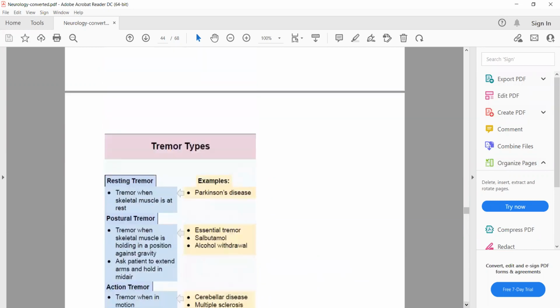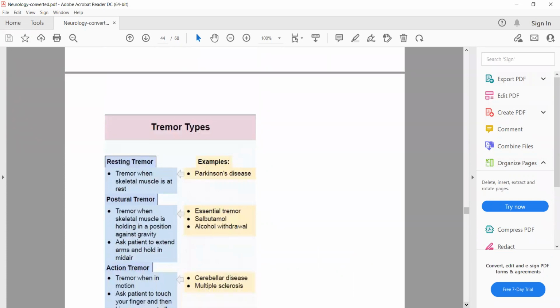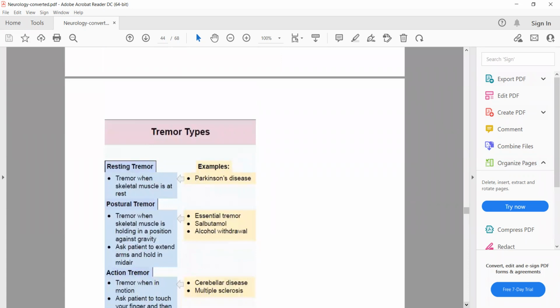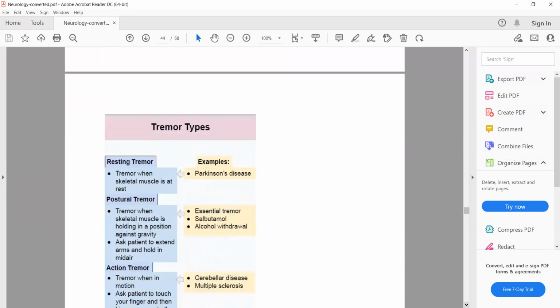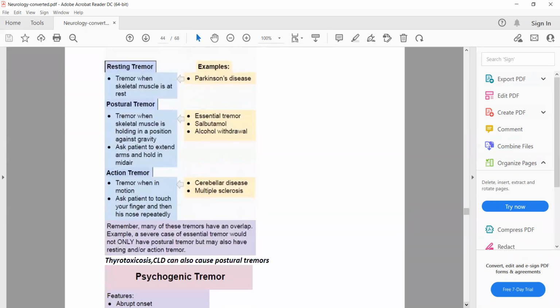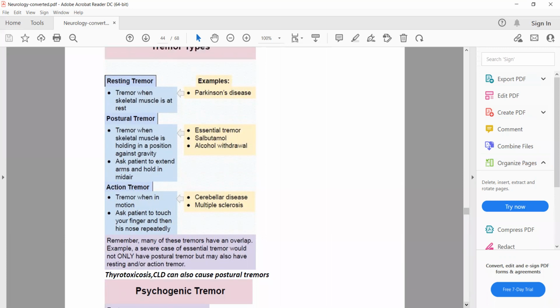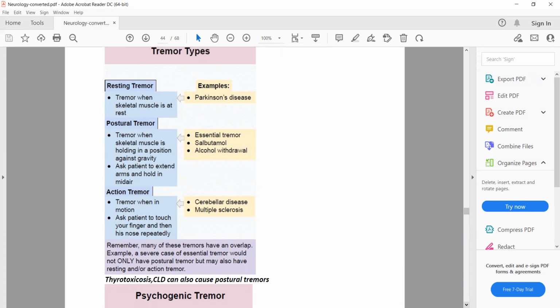So these were the four types of tremors which can be asked in the PLAB 1 exam. Resting tremor, present at rest, along with features of Parkinson disease. Action tremors are present during the action, plus with features of cerebellar disease. Then it will make the diagnosis of cerebellar disease.